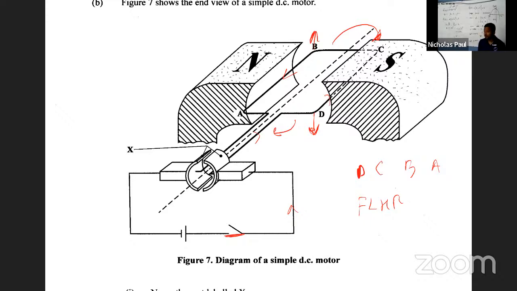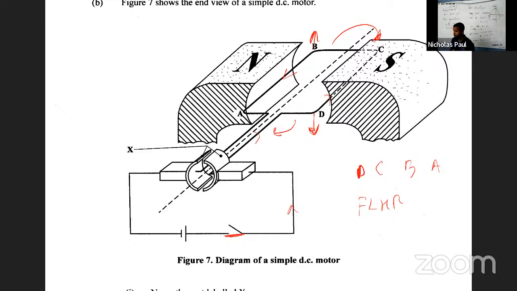So number one, you have to remember current direction: current moving D to C to B to A. Number two, you apply Fleming's left-hand rule, making it turn in a clockwise direction, right?